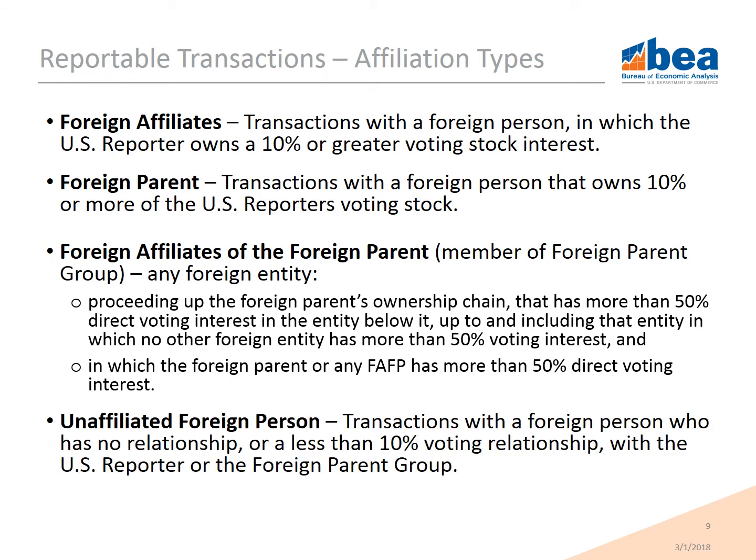Transactions a U.S. reporter has with a foreign person who has no voting interest or less than a 10% voting relationship with the U.S. reporter or the foreign parent group would be considered transactions with unaffiliated foreign persons. For more information on reporting relationships, see page 12 of the survey.